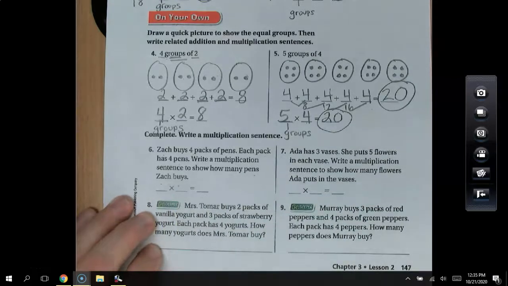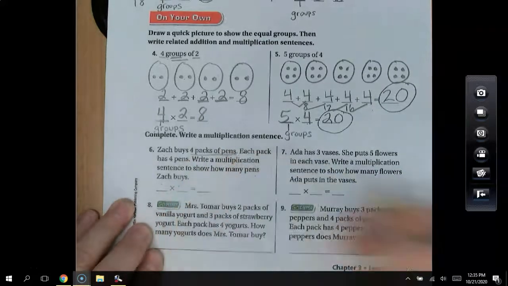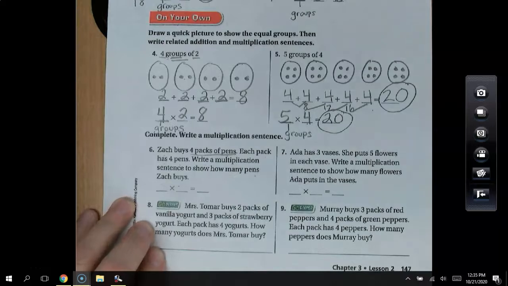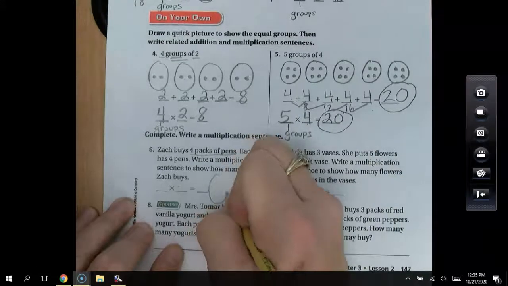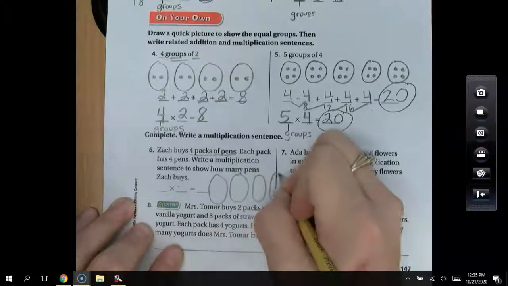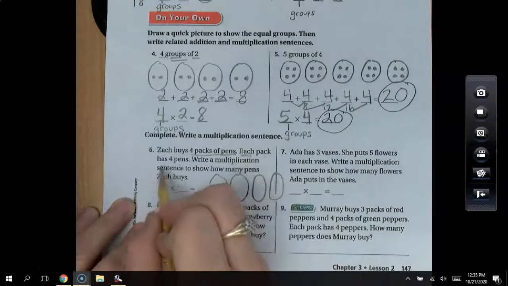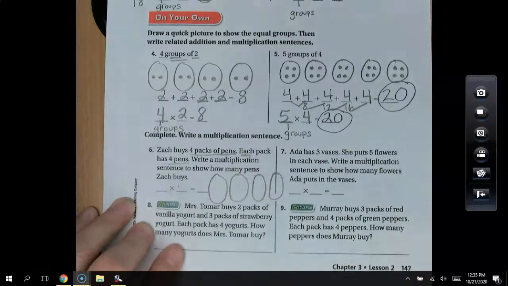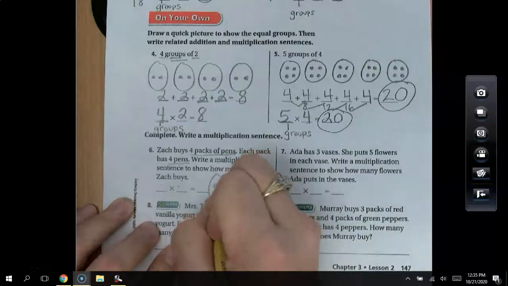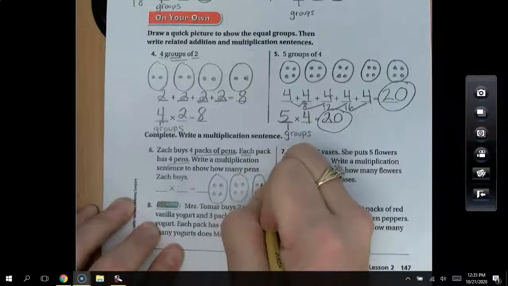Well, let's draw a picture. How many packs of pens do we have? Let's look. I have 4 packs of pens. So that means I need to have 4 groups of pens. So for your groups, just go ahead and draw those circles. 4 groups. And we know that each of the packs has 4 pens in them. So each pack is going to have 4 pens. So go ahead and draw your 4 pens in each pack.